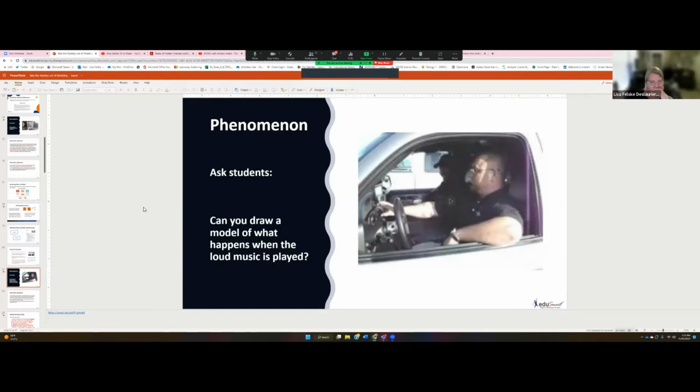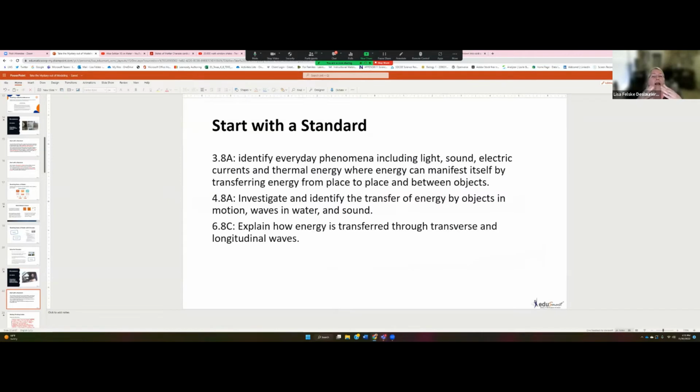So you don't have to elicit every single thing that happened, but you want them to pay attention to cause and effect here. When we raise the level of the music, what are some of the effects that go on? And from your standpoint, you want to make sure you're starting with a standard. You can even start this as low as 3rd grade: sound is energy that manifests itself by transferring energy from place to place and between objects. There's also a 4th grade new TEK about transfer of energy with sound, and there's also one in 6th grade through transverse and longitudinal waves. So a little bit less aligned, but you could still cover it with this.